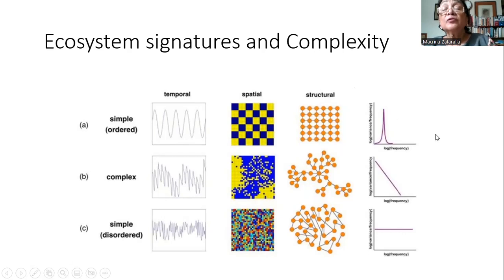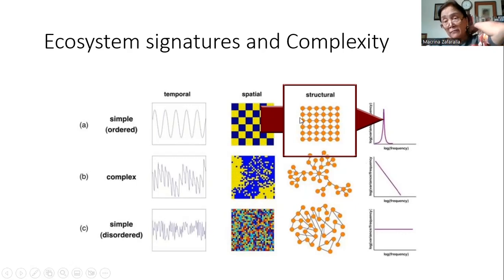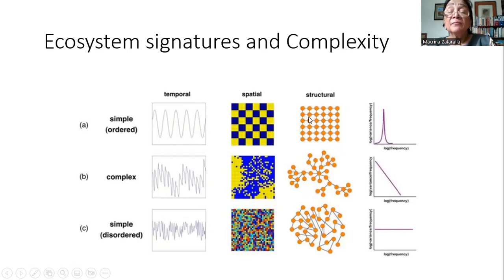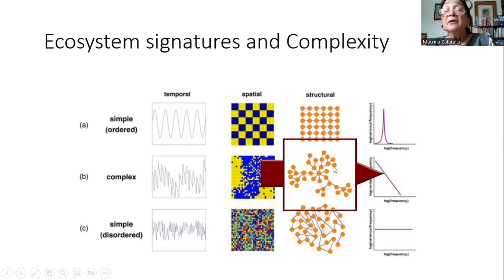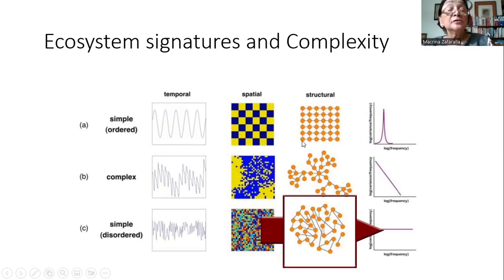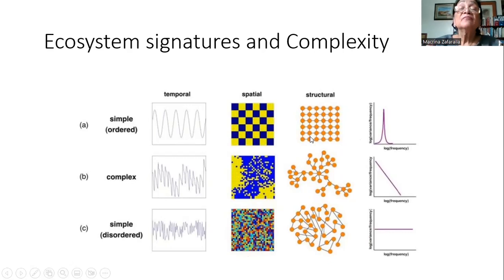Now, if we look at the structural signature of the ecosystem, a simple ordered ecosystem would have this structure, with each node having the same number of links with each other. Here is the structure of a complex system, where you can find the existence of hubs that are connected with varied numbers of links. And then the signature of a simple disordered one is like so, where there is no pattern of distribution.